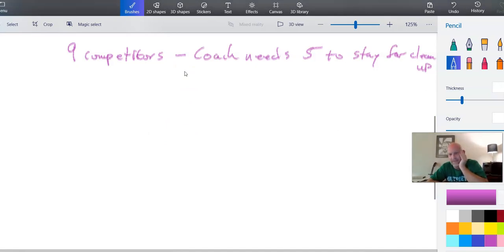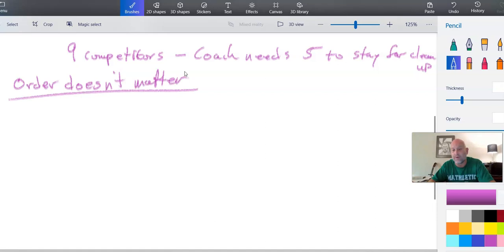Now, here's the thing. The first person chosen to stay for cleanup isn't going to be any different than the second person chosen for cleanup. They're identical positions. It's not like first, second, third, fourth, fifth, where there's a definite spot, and if you swap 2 people, it's different. It doesn't matter if you got picked first or fifth for cleanup, you're still on cleanup, right? There's no difference. So here, order doesn't matter. So it doesn't matter what order they're picked in.